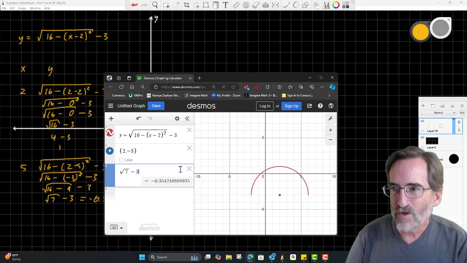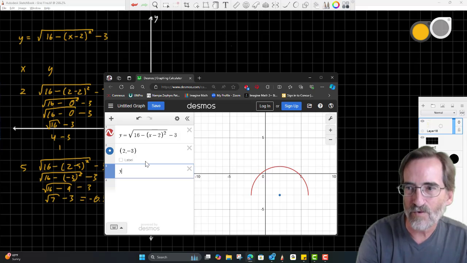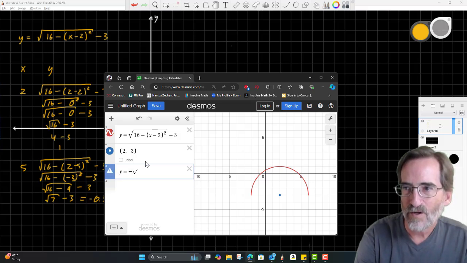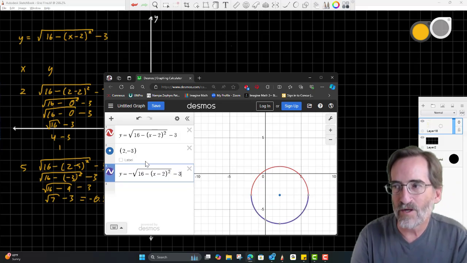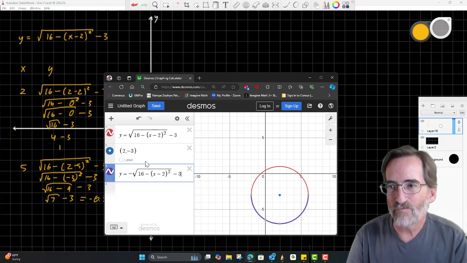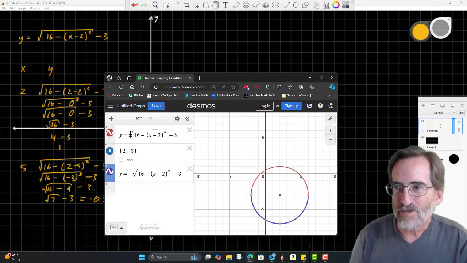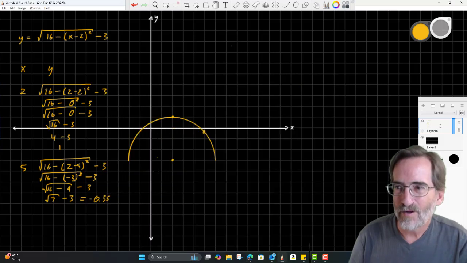I would have to re-enter the equation, but put a negative sign in front of the square root. Negative square root, 16 minus x minus 2 squared, all minus 3. And now you get the rest of the circle, the bottom half, because square root means only the positive root. And technically, there are 2 roots to any positive number.